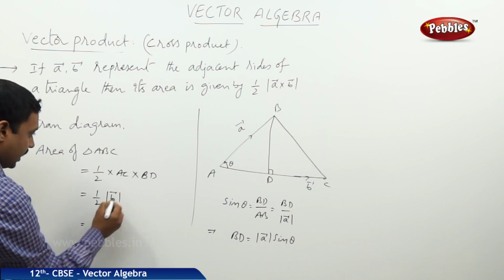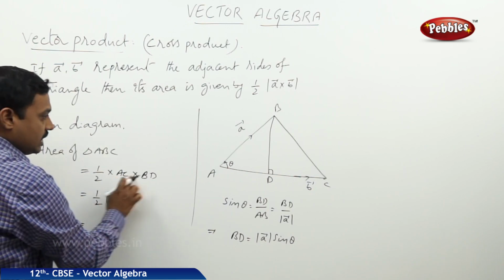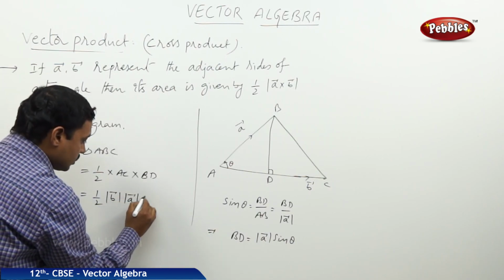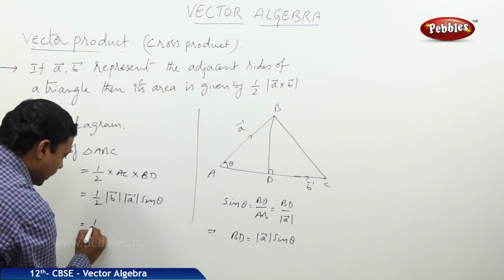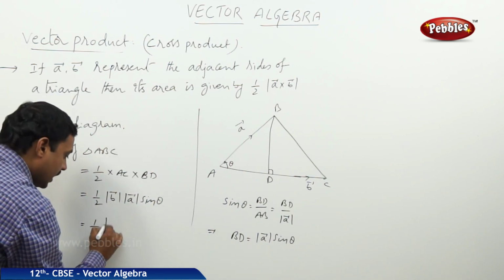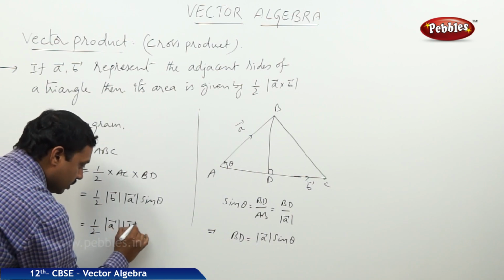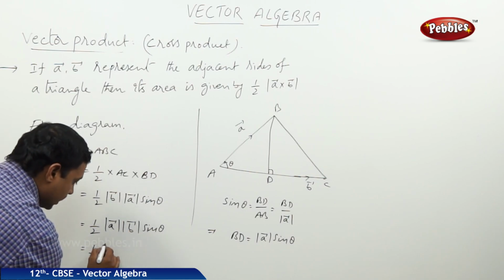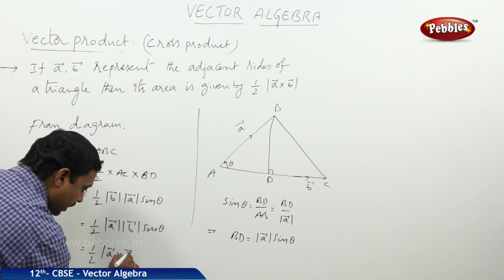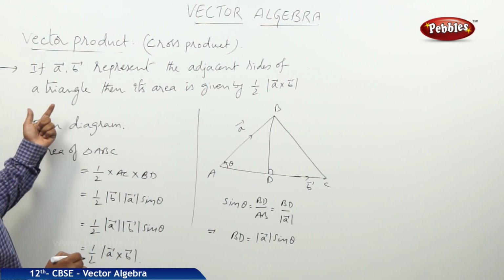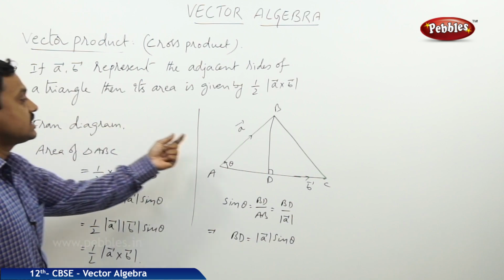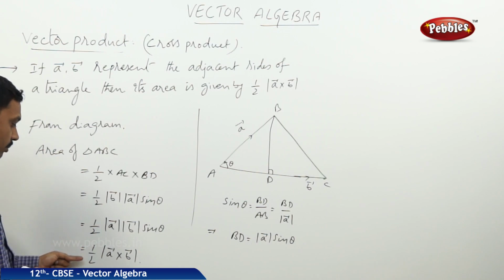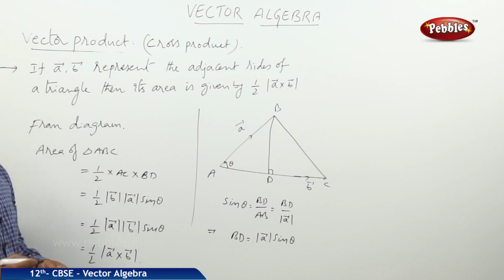Now substituting here, half into AC, which is the magnitude of b vector, into BD, which is mod a into sin theta. We can write it as half into mod b into mod a into sin theta. What is this? Mod a mod b sin theta is modulus of a cross b. Therefore, the area of a triangle whose adjacent sides a bar, b bar are given is 1 by 2 into modulus of a cross b.